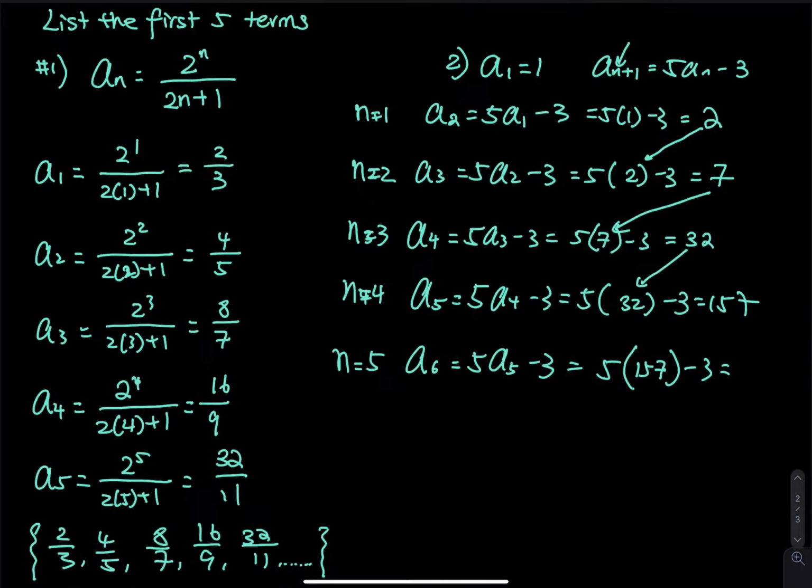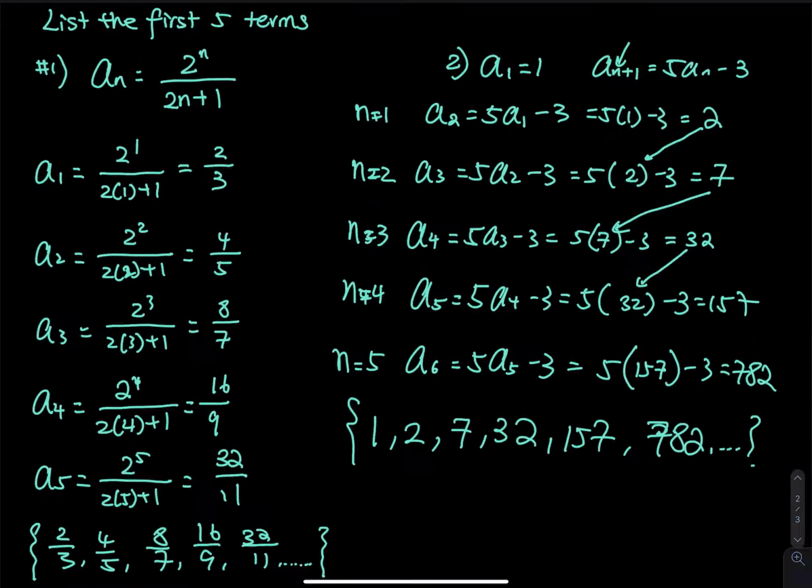Oh, actually, we don't need to do this one, right? Because we already have a5. Okay, we wrote it down already. Let's find it anyway. 5 times 157 minus 3 equals 782. So actually, we got the first 6 terms. So the first term is 1, and then 2, and then 7, and then 32, and then 157. That is already enough for the first 5 terms, but we did an extra. Okay, let's write it down anyway. 782, and then we can keep on going. So this is how you use a general term to write a sequence.